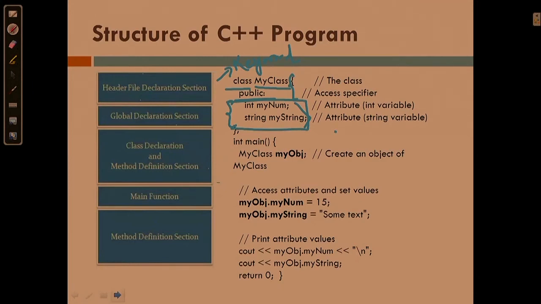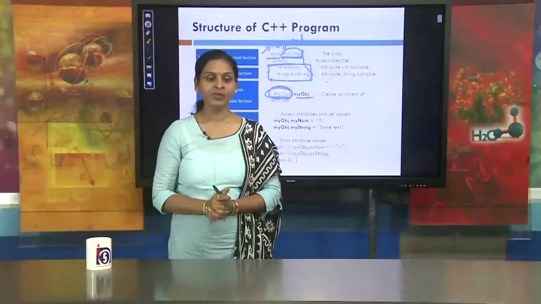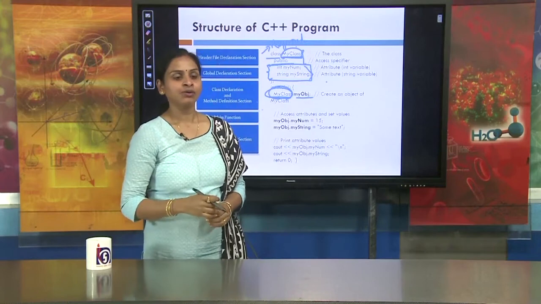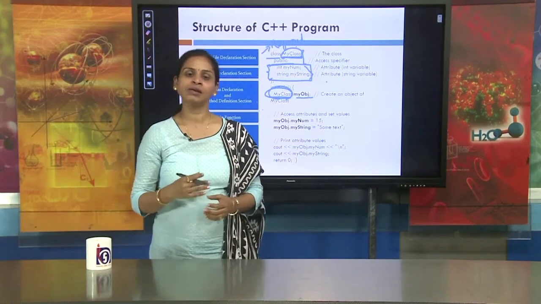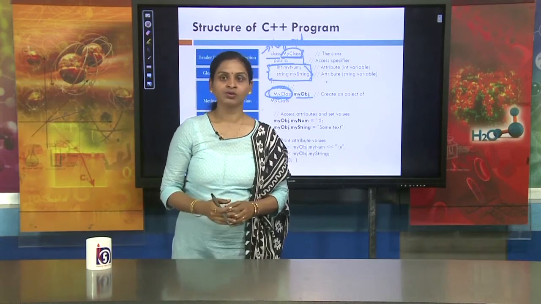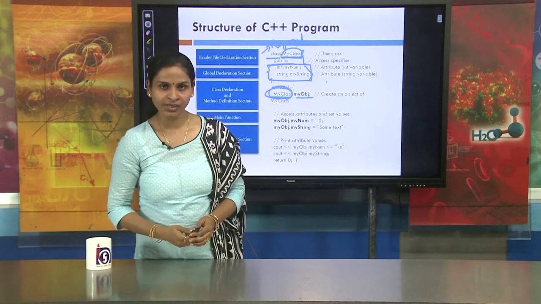Then the rule to create an object: the class name and object name. As you can see, the class name, my class, and the class of this is the same. My class and my class. Do remember that the class name you mention while defining the class and while declaring the object should be the same. So these are the basic features or basic structure of your C++ program. The next class we will discuss how to write a C++ program, variable declaration and many more things as we go further. So if you have any kind of queries, you can reach out.